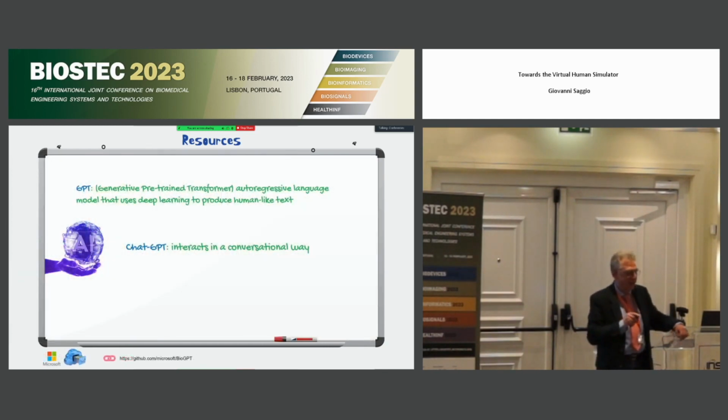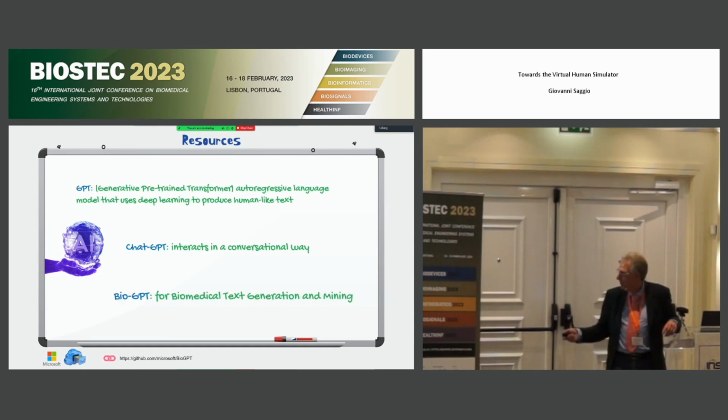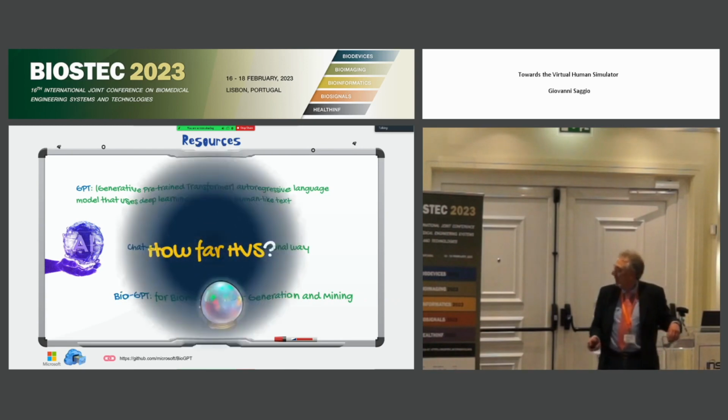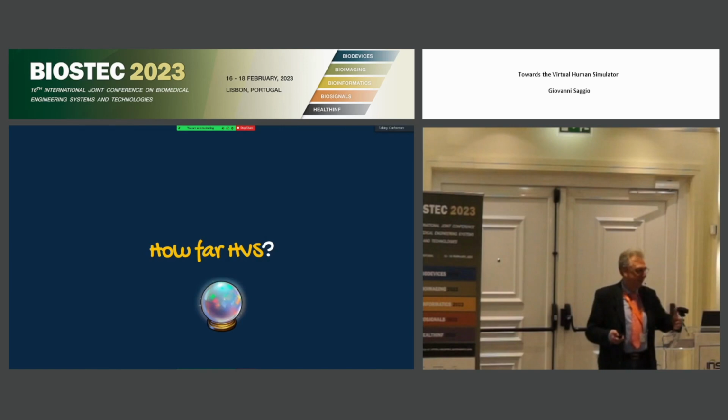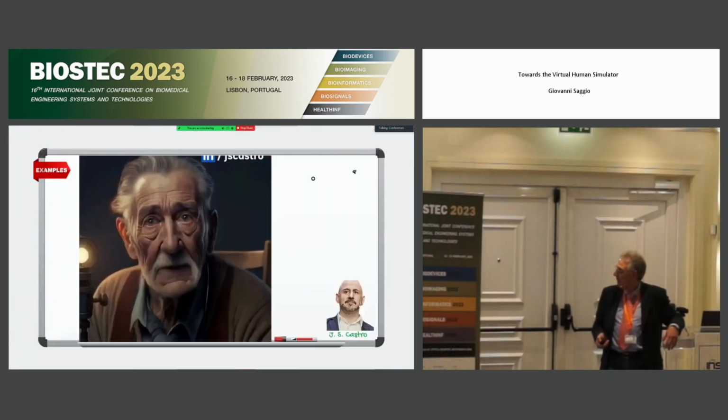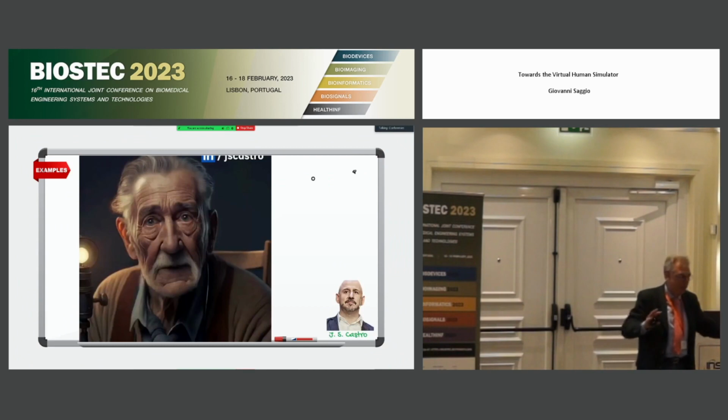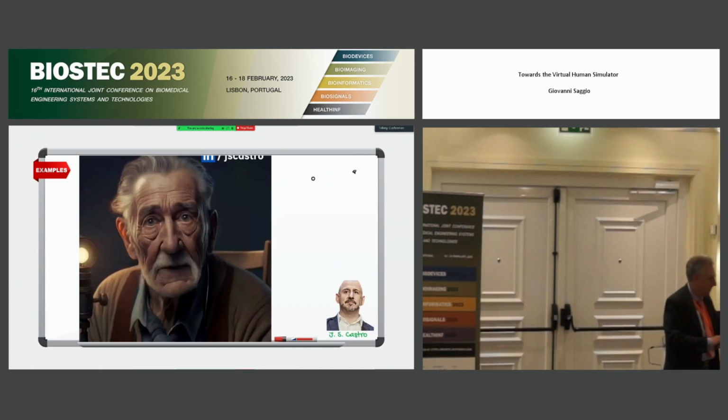And during these days, I often heard the word ChatGPT from many of you. ChatGPT, ChatGPT, ChatGPT. Okay. There is the BioGPT too. How far is the VHS? I'm talking about mixing all the things together. Mixing all the things together means that we can have one aspect, another aspect, another aspect. One of the aspects is this.